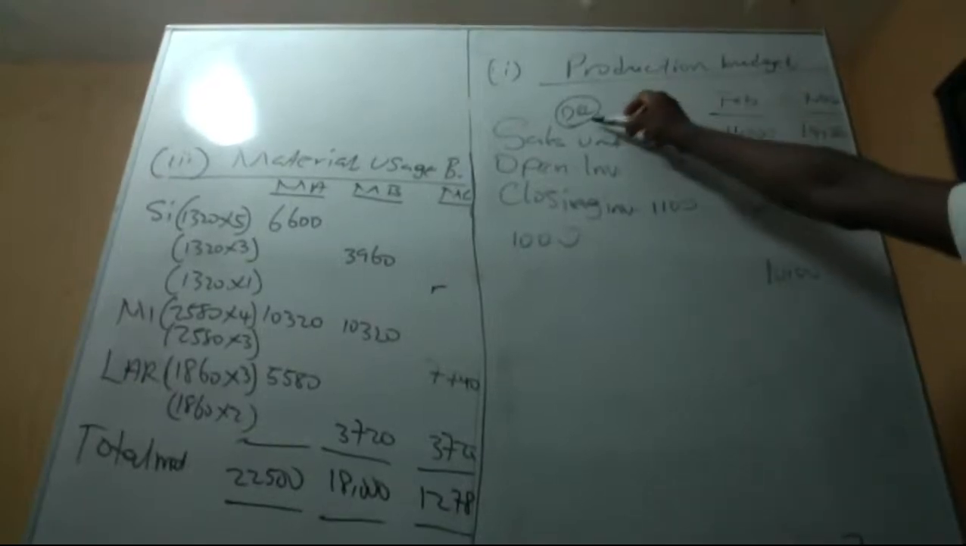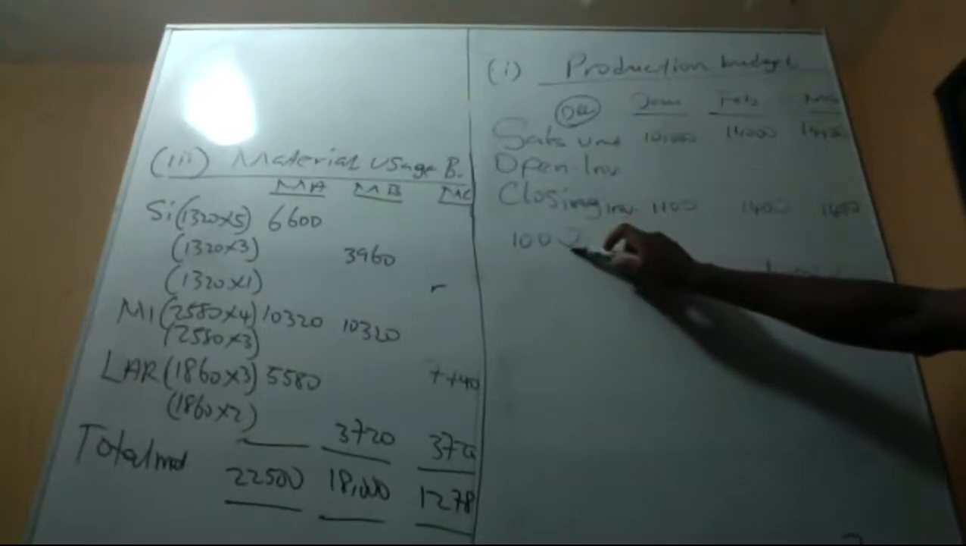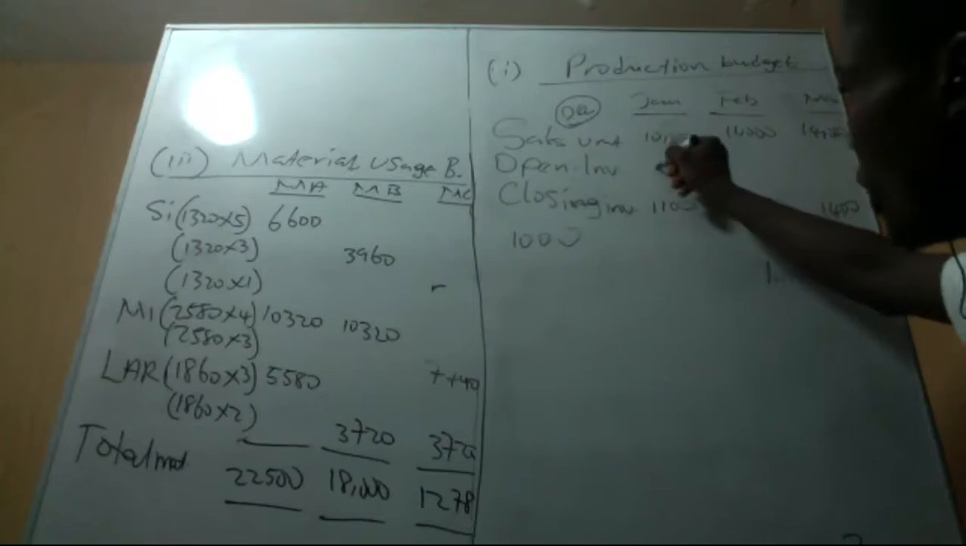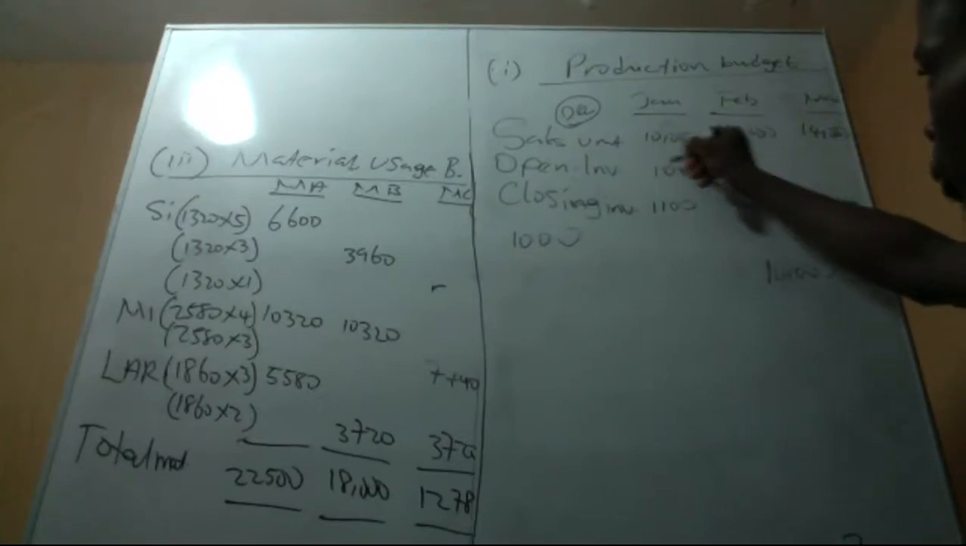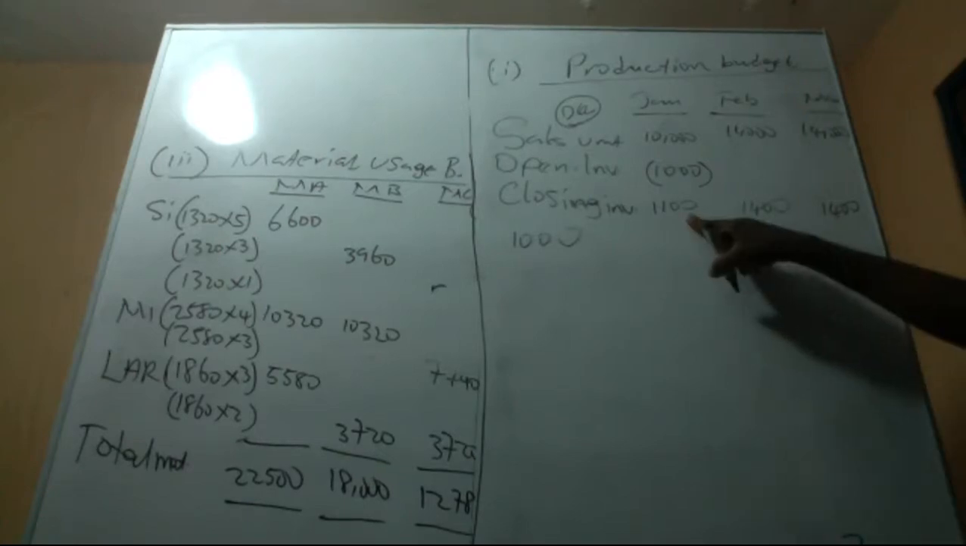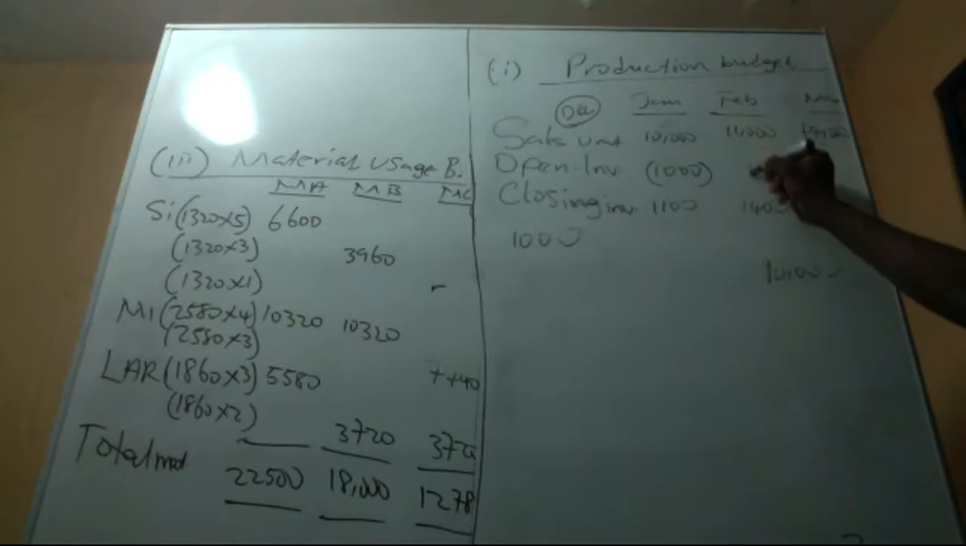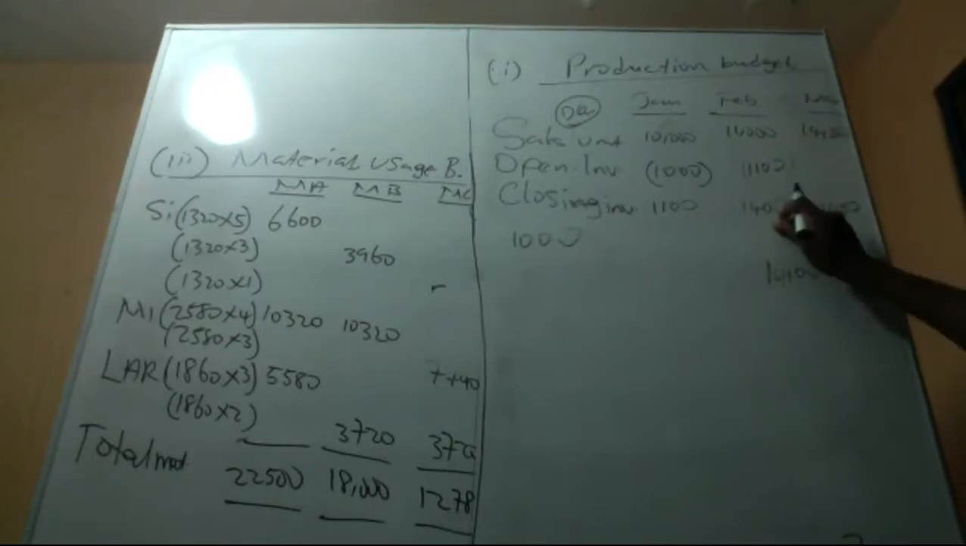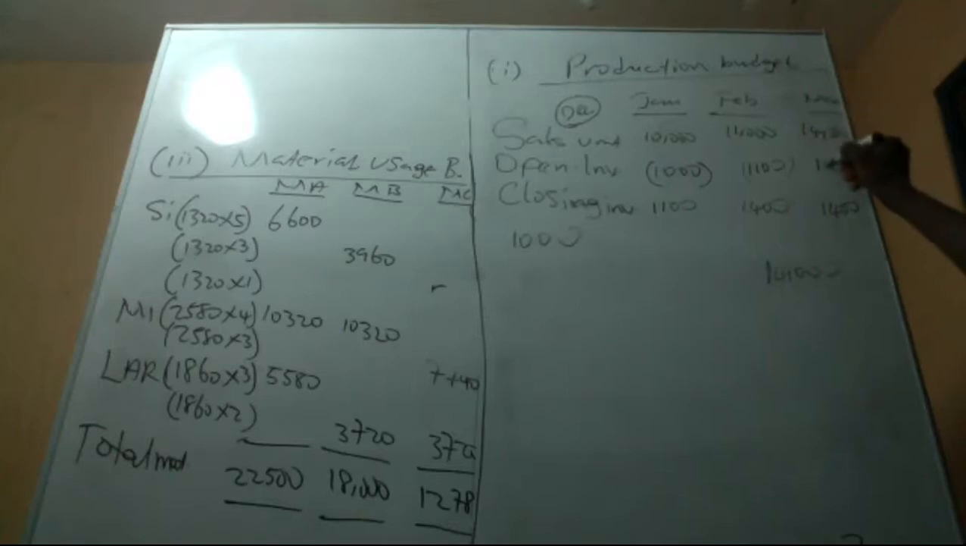So the closing inventory for December, which is 1,000, will be the open inventory here. And don't forget, with the open inventory, we deduct it because we are not going to produce that. Closing inventory here becomes open inventory here. You deduct it. Good. And that's the end of it.